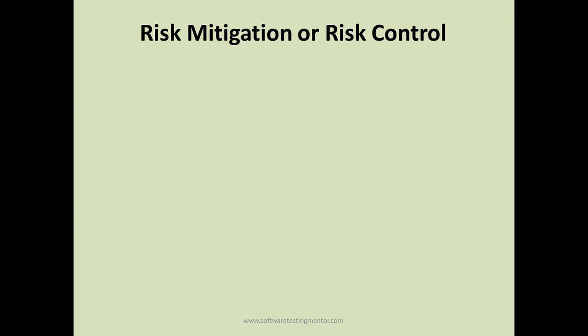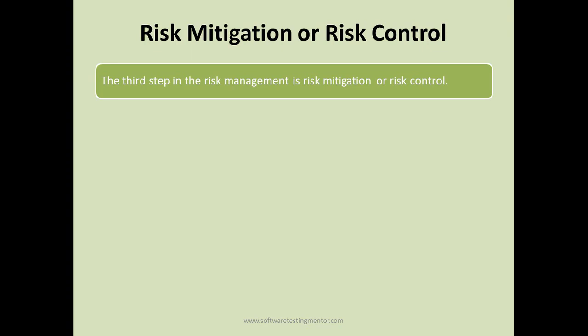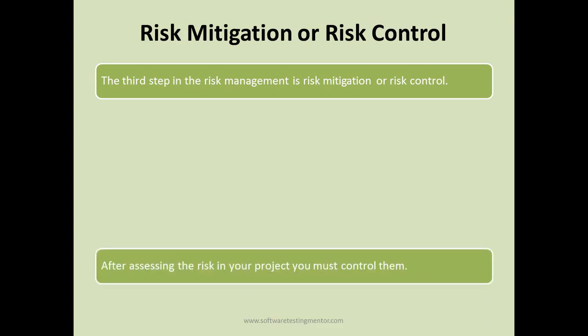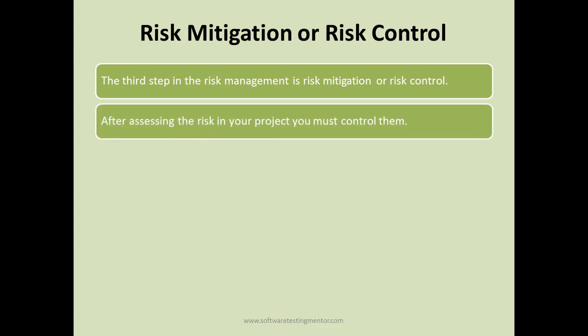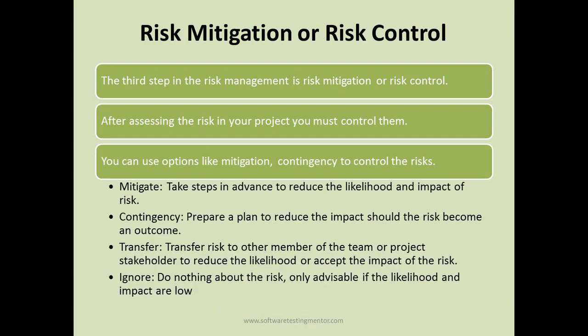Then the third task is risk mitigation and control. So the third step in risk management is mitigation or risk control. After assessing the risk in your project, you must control them. So controlling a risk or mitigating a risk is the most important step in risk management. You can use options like mitigation or contingency to control the risk.